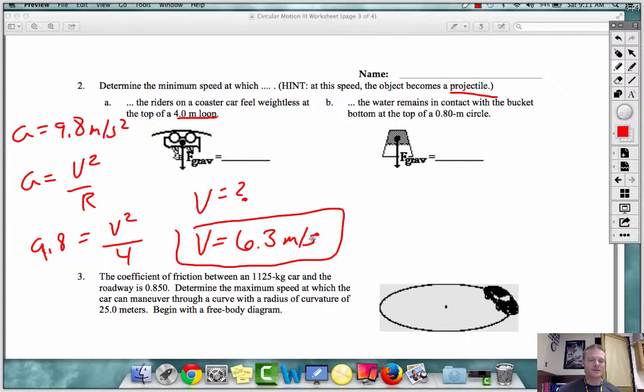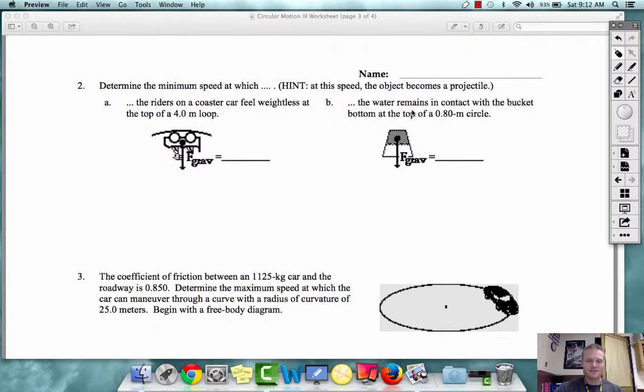Now, as I was making my answer key, I realized I did not give you a mass of this car, so there is no way to figure out F grav. Don't worry about that, and that's the same for this problem here too. Do not worry about that blank. I'm not going to grade it because as of right now, you do not have enough information to solve for F grav. Right.